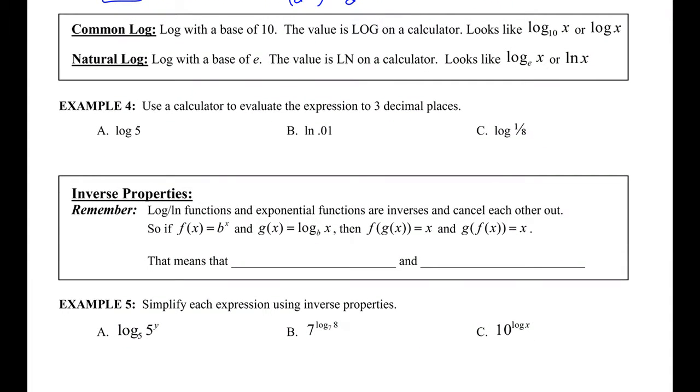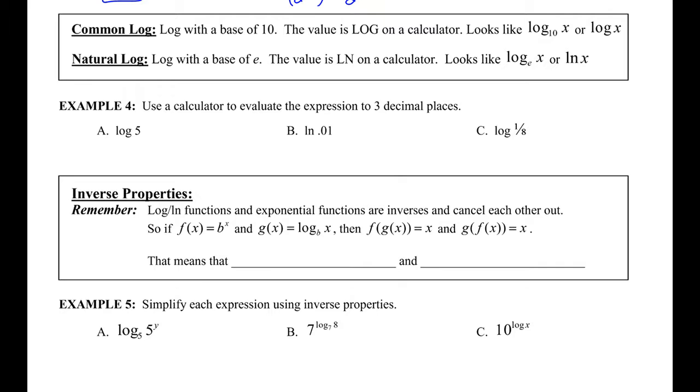The common log is a log with a base of 10. That is the value of log on a calculator. It looks like either log base 10 of x or log of x. The natural log is a log with a base of e. It is the value ln on a calculator and looks like log base e of x or the natural log of x. For example 4, please use a calculator to evaluate the expression to 3 decimal places.